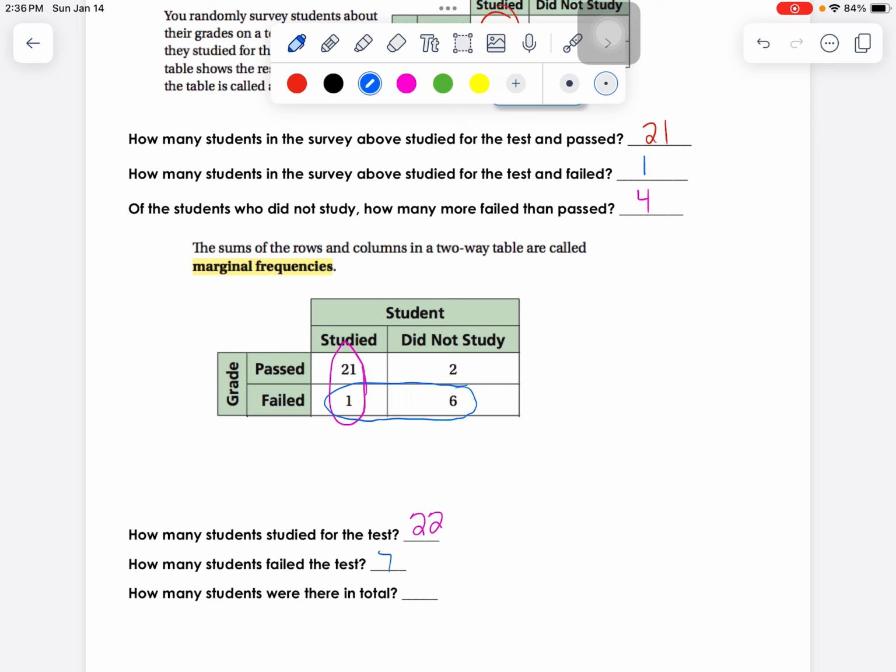And then it says, how many students were there in total? Well, if we're looking at these different totals here, this was 22, this was 8, this one was 23, this one was 7. So either way, if you had 23 and 7, or if you had 22 and 8, your total is 30. So there were a total of 30 students who were surveyed for this poll.